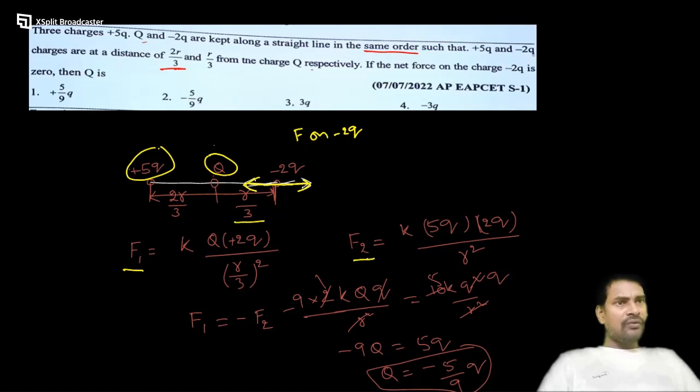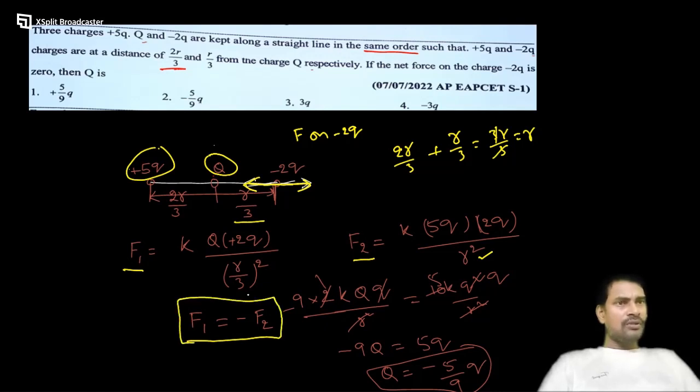Similarly, I am calculating F2. F2 is the force exerted by the plus 5q charge on this minus 2q. So then it will be K into 5q into 2q by r square. Why r? See here. From 5q to capital Q, the distance is 2r by 3. From capital Q to minus 2q, the distance is r by 3. If I add, 3r by 3, the distance is r. That's why I have taken the distance r and written r square. Now, as the net force is 0, these two forces must be equal and opposite. That's why I have written F1 is equal to minus F2.